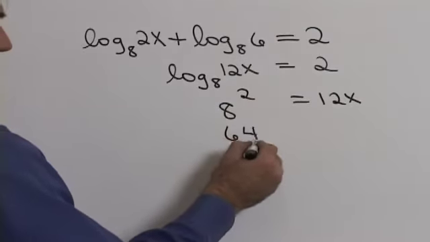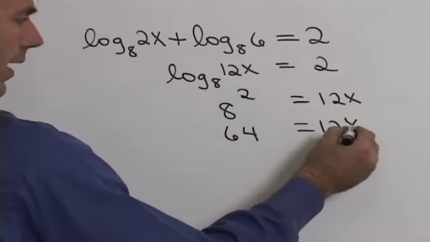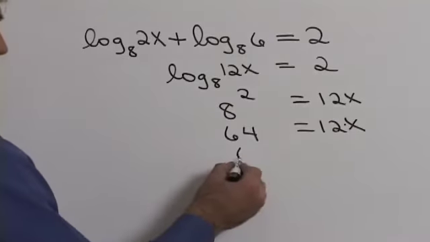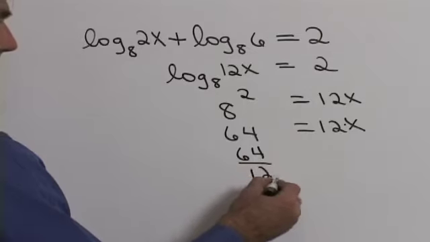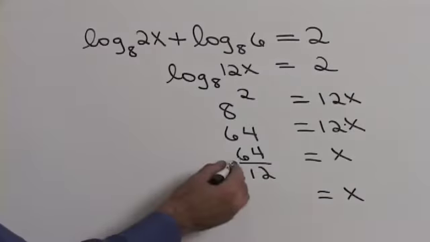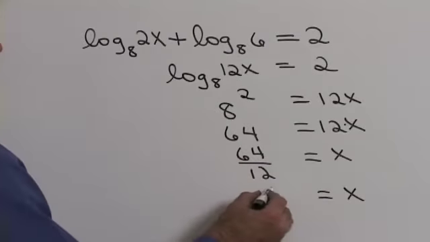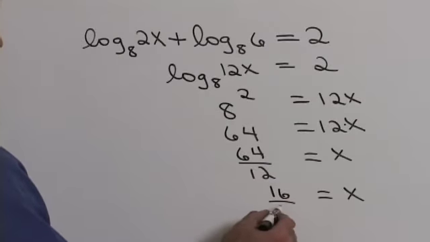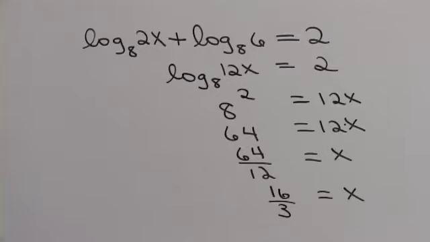8 squared gives us 64 is equal to 12x. Dividing both sides by 12, we get 64 over 12 is equal to x. And then if we reduce, 4 goes into 64 16 times, and 4 goes into 12 3 times. So x is equal to 16 over 3, and let's check our answer.